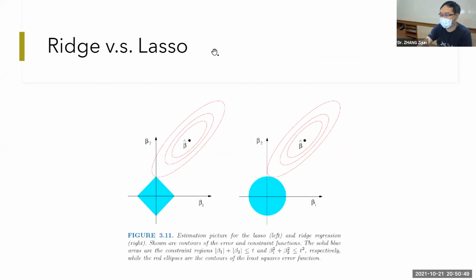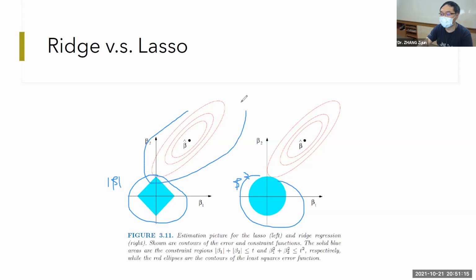Then this is a very classical figure. What does this figure mean? This shape describes the area of the penalty. It's because of the absolute value of beta, so it will become like this. This is beta square, so it looks like this. Okay. This is the contour of the residual of the lasso regression. And this point means the minimum, the best estimate of the beta.